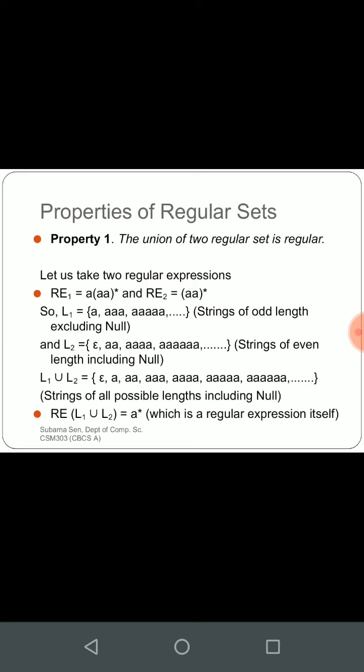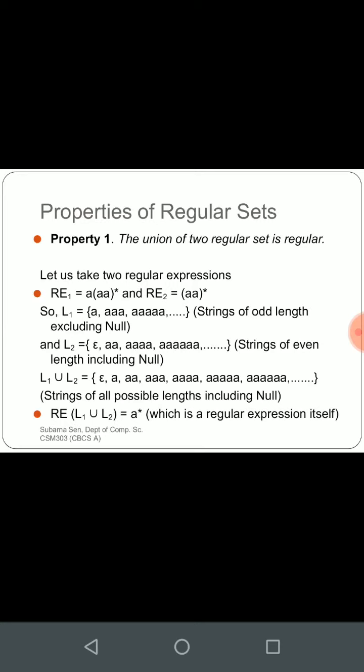Fine. So a star means either it can have no a's, it can have 2 a's, it can have 4 a's, it can have 6 a's, and so on. And always this string will be of odd length, obviously, because a single a is there. And RE2, that is regular expression 2, is a star, which means it will always be of even length. It can be null, it can be 2 a's, it can be 4 a's, it can be 6 a's, and so on. So in that fashion we have written L1 and L2.